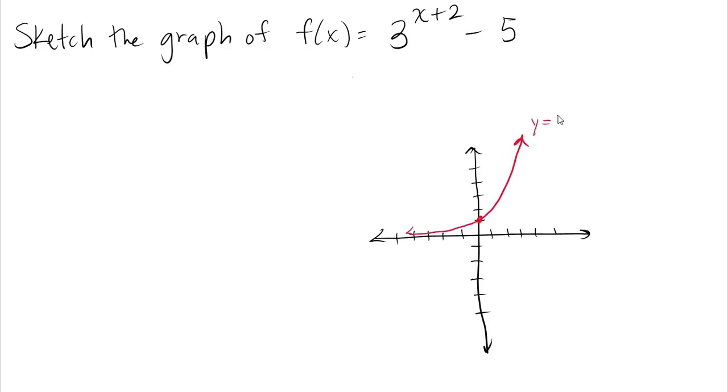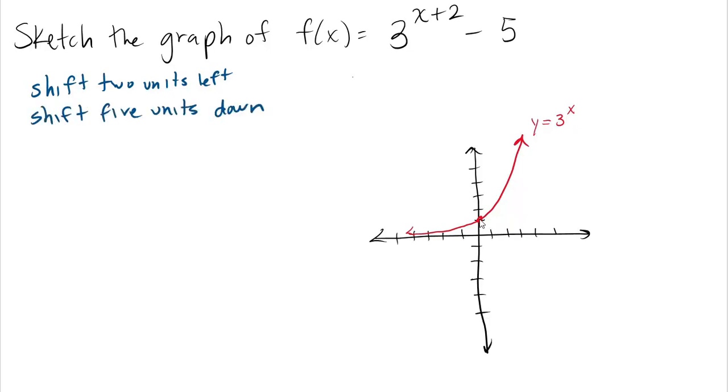This is what y equals 3 to the x looks like. We have a 2 added directly to the x. We know that that's going to shift the graph 2 units to the left. And then we have a minus 5 on the outside of the function. That's going to shift the graph 5 units down.